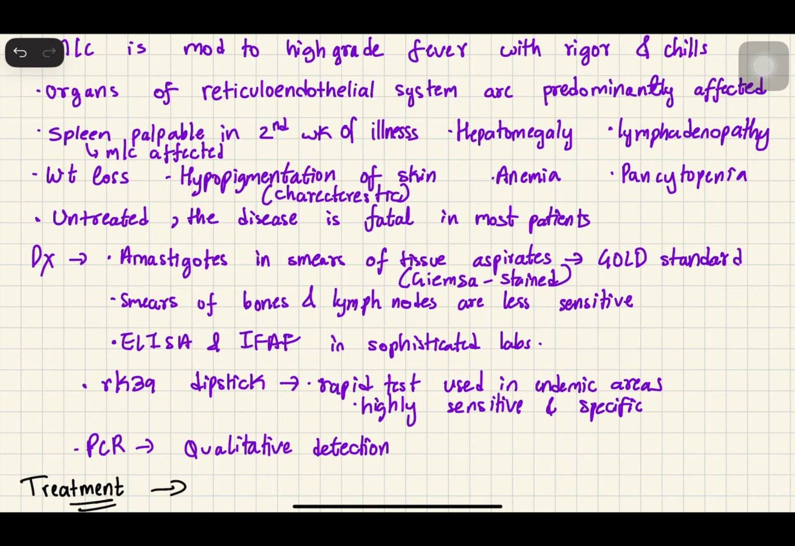And then the classic features: weight loss, hyperpigmentation, the kala greyish skin, which is a characteristic feature of visceral leishmaniasis. Then you can see anemia. Then you can see pancytopenia from hypersplenism and marrow infiltration. Pancytopenia is pathognomonic, which means low everything screams VL in endemic areas.